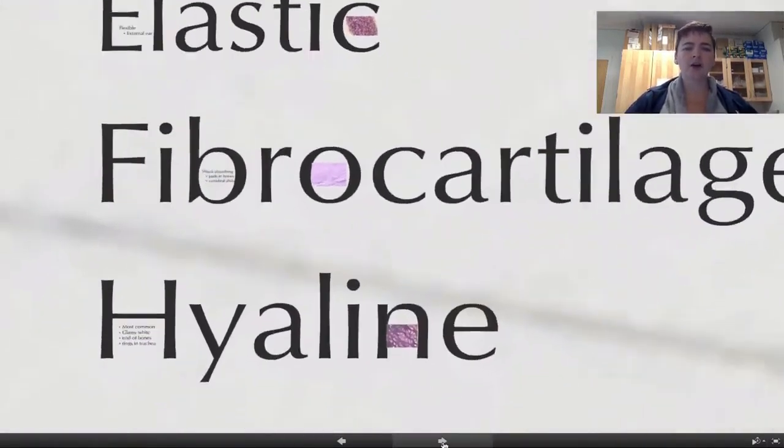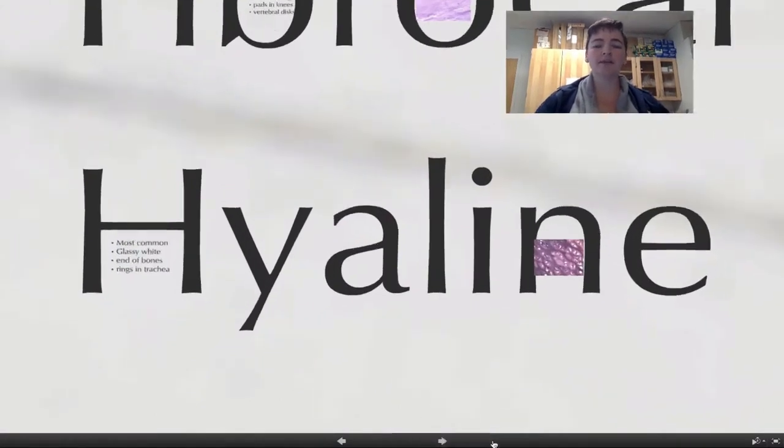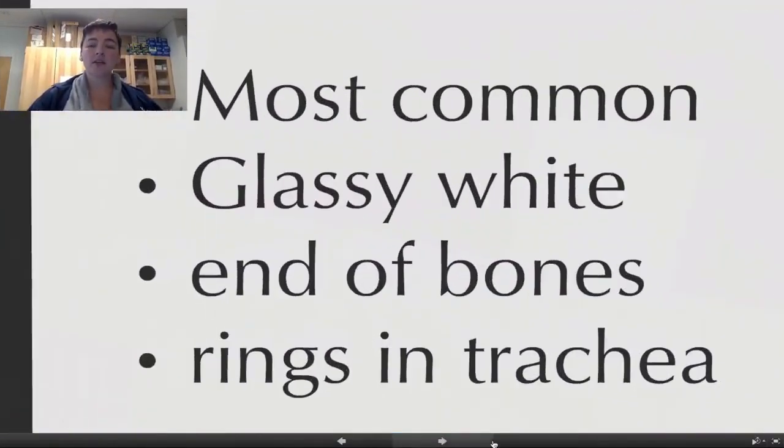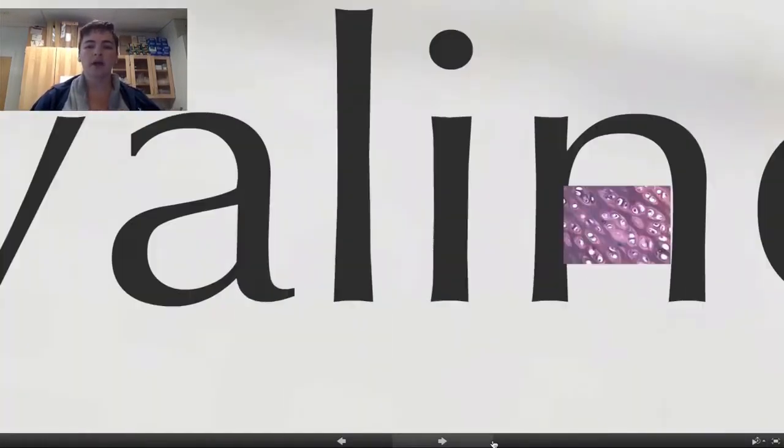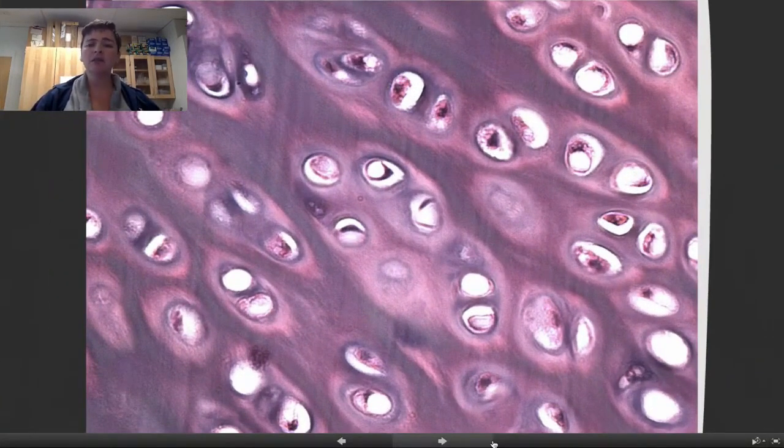And the last type of cartilage is hyaline. This is the most common type of cartilage in the body. It is glassy white. Your bones start off as hyaline cartilage, and if you look at the end of a bone, like if you're eating chicken wings, break it open and look at the end of the bone, it's a glassy white color. It's also the rings in your trachea, so when you feel here, those rings are hyaline cartilage. Here is the picture. To me, this looks like ghost eyes, so I remember that hyaline cartilage looks like ghost eyes.